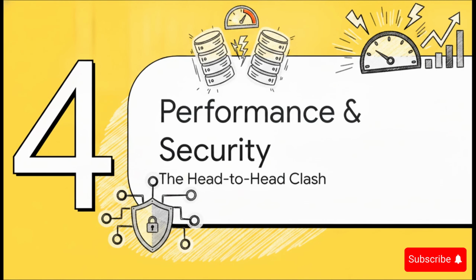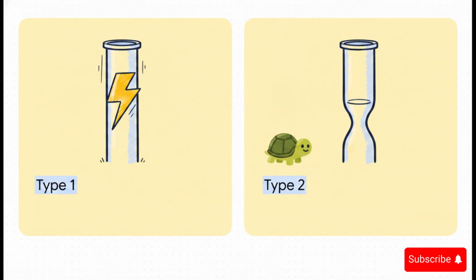Which brings us to Section 4, performance and security comparison, the head-to-head clash. Before we get into the exact metrics, just try to keep this core architectural difference in your mind. Type 1 is a direct pipeline straight to the hardware. Type 2, on the other hand, is forced to route literally everything through the bottleneck of a host operating system. That one structural difference dictates everything about their speed, their safety, and how you use them.